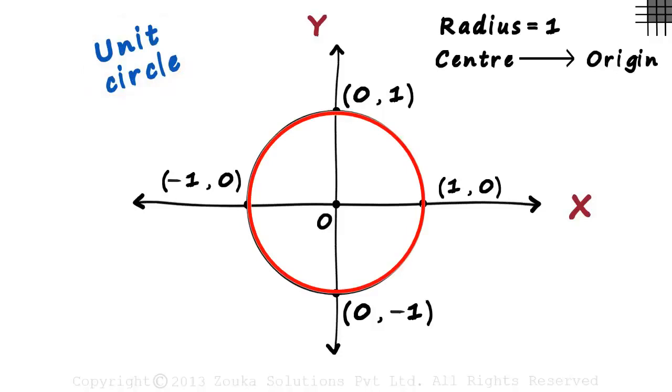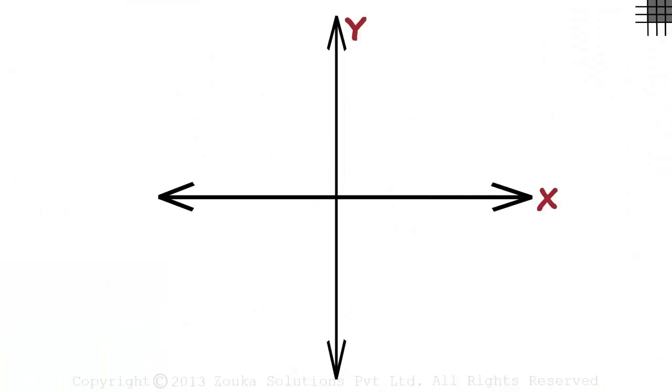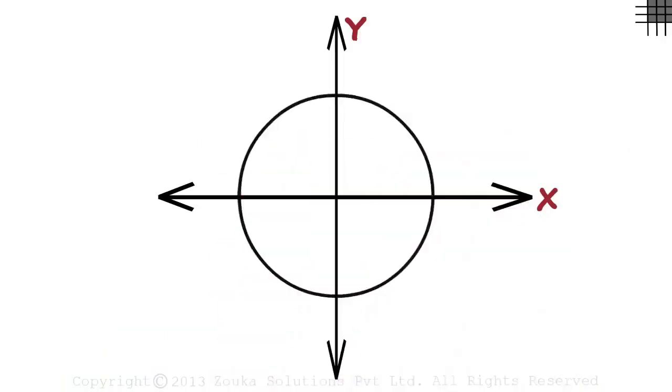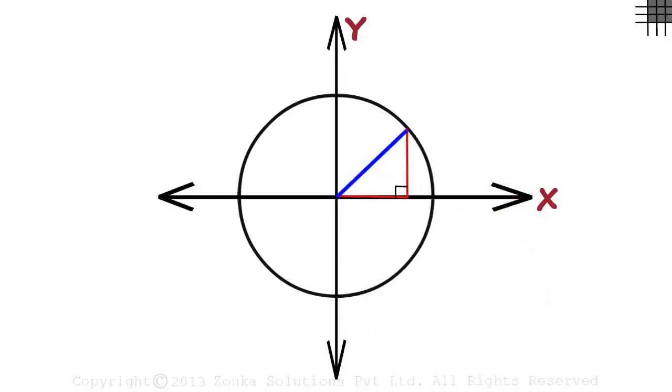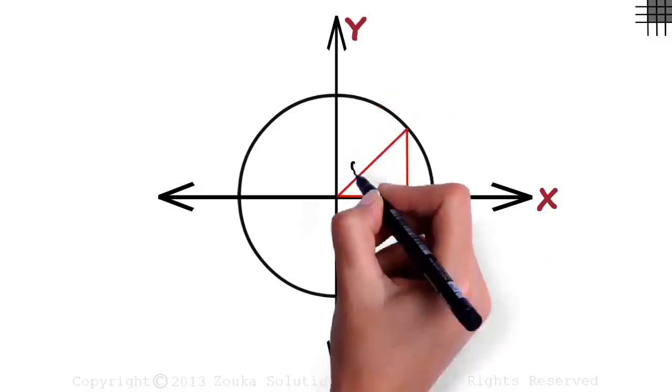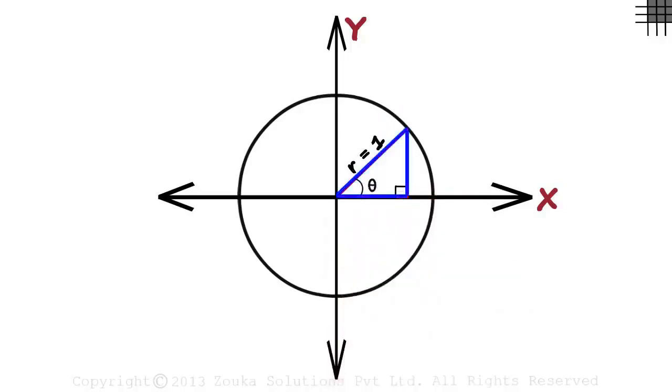But how does this circle help us understand the relation between theta and the trigonometric functions? Let's see. Let these be our x and y axis, and let this be our unit circle. We draw a right triangle this way. We draw it such that the hypotenuse of the triangle is the radius of the unit circle. So the hypotenuse will be 1 unit, and we let this angle be theta. This triangle is the same one we have seen earlier, just that we keep its hypotenuse equal to the radius of the unit circle, which is 1 unit.